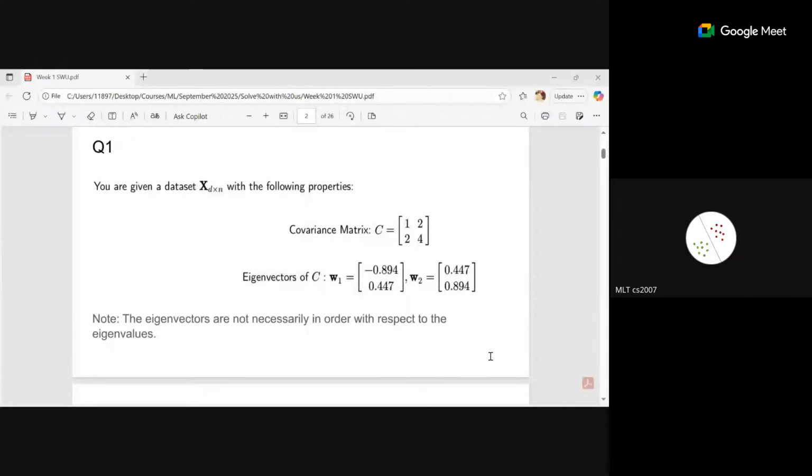So for this covariance matrix C, what you will do is find the eigenvalues and eigenvectors. Once you find them, you need to see which is the largest eigenvalue. Whichever is the largest eigenvalue, the eigenvector corresponding to it will give you the first principal component. So here you need to find the eigenvalue to figure out whether W1 is the first principal component or W2 is the first principal component.